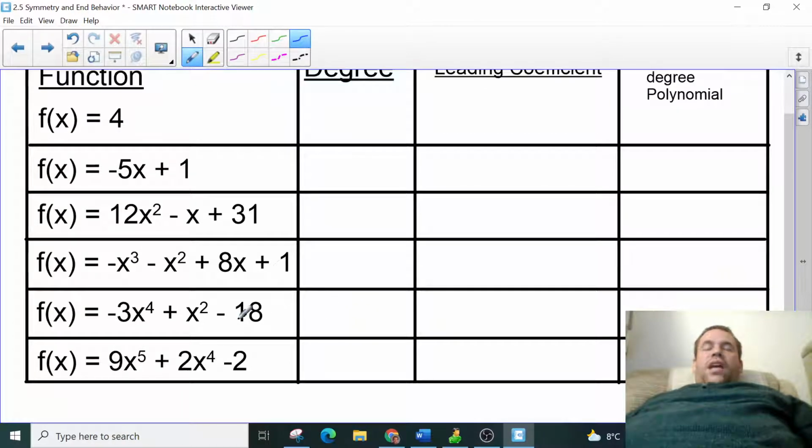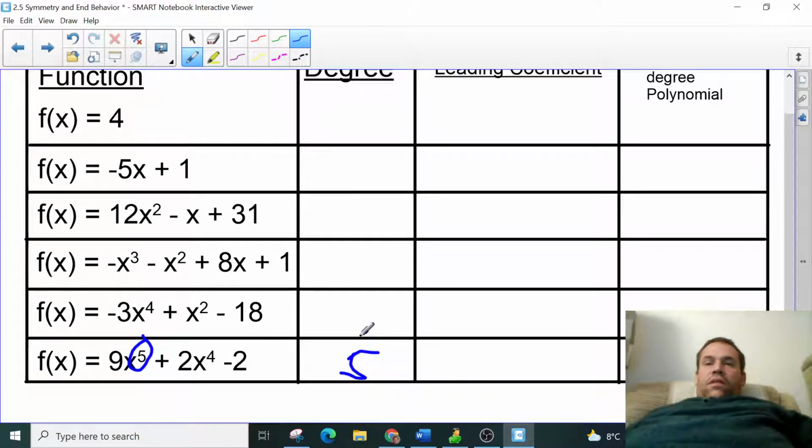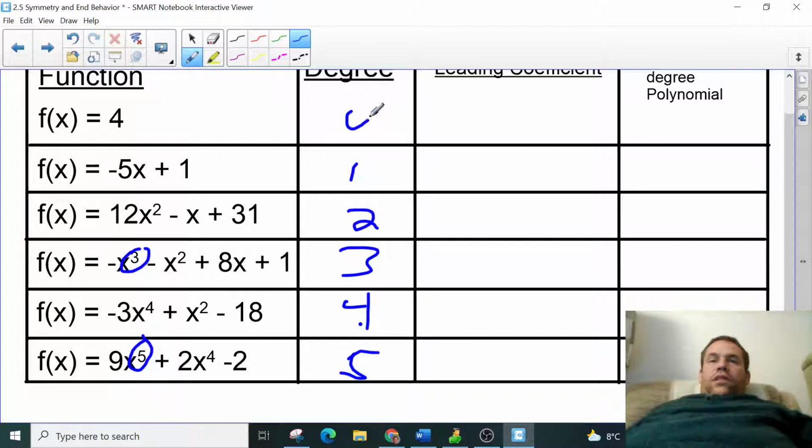Okay, so degree again. What's the degree? It's the highest degree. It's the highest power. So this will be a 5. This one will be a 4. This one will be a 3. 2, 1, 0. Now the reason why this last one is 0 is because this is probably like 4x to the 0 power, is what we'll say.